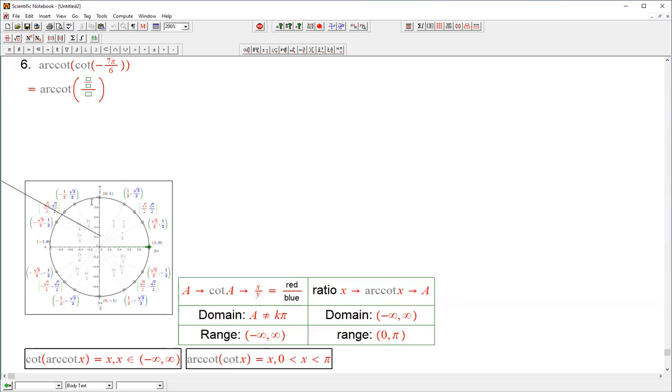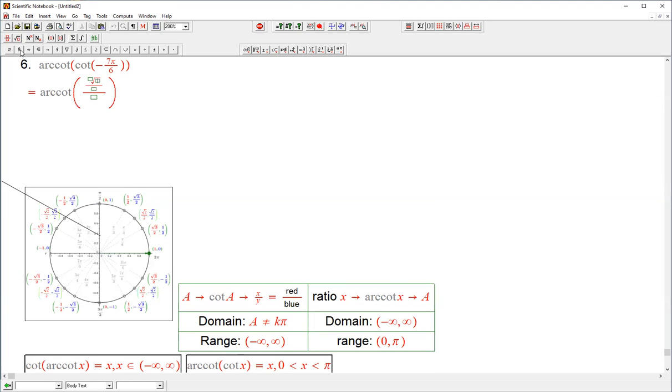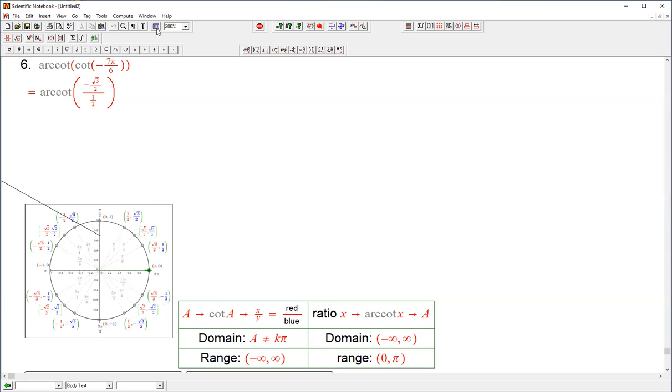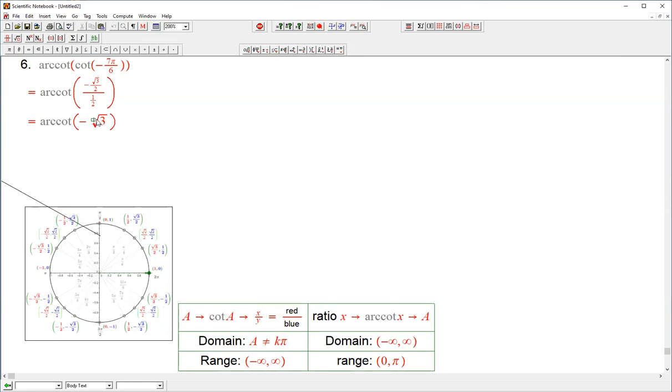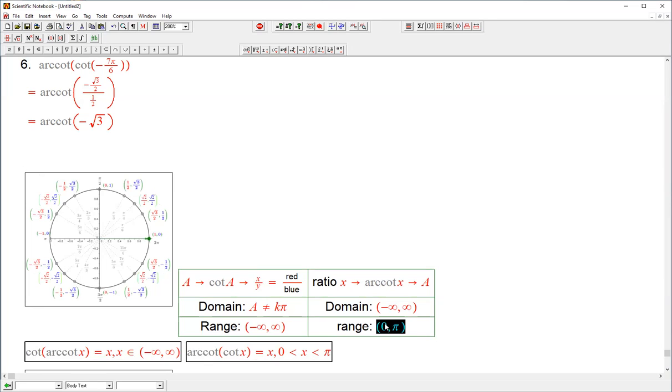So what is the red? The red is negative root 3 over 2 divided by the blue, which is half. Okay, and this is going to give us arc cotangent, and that's going to be negative root 3. Okay, and then for arc cotangent, we know the answer can only be between 0 to pi. So because we know the answer can only be between 0 to pi, quadrant 3 and quadrant 4 are the no-fly zone. Out.